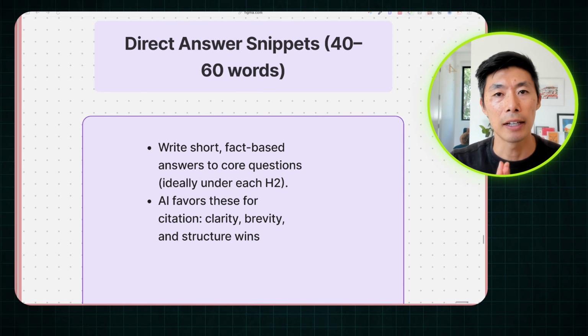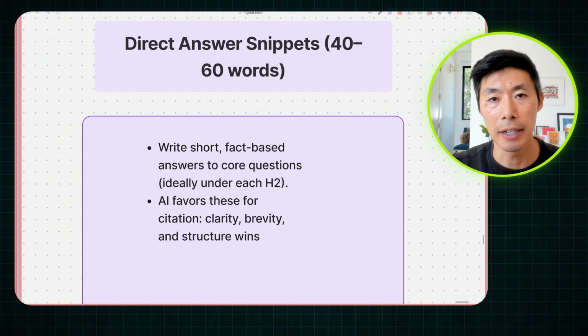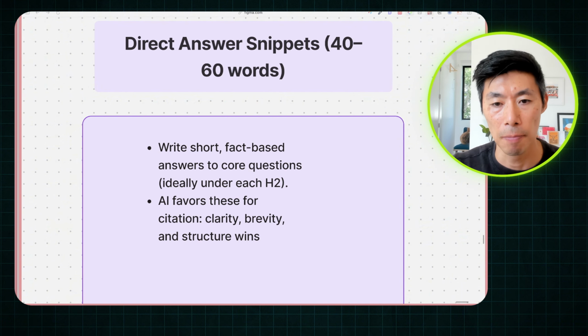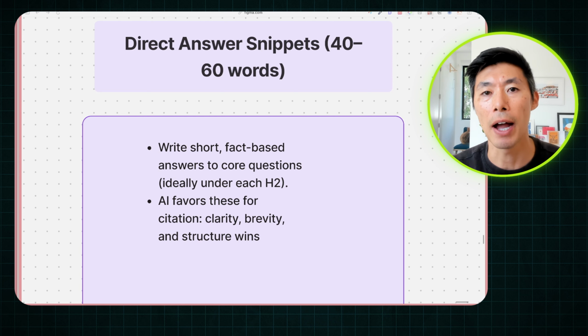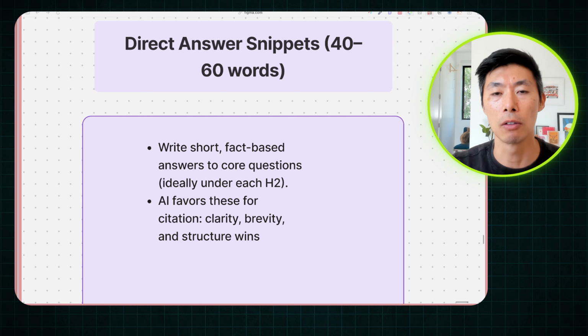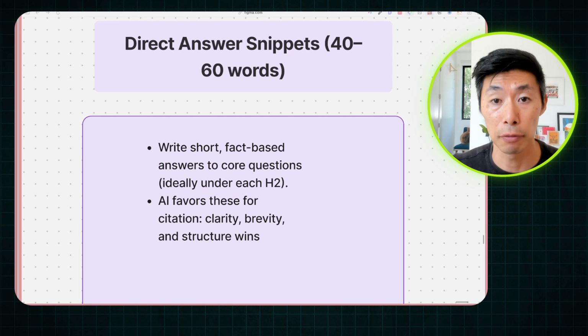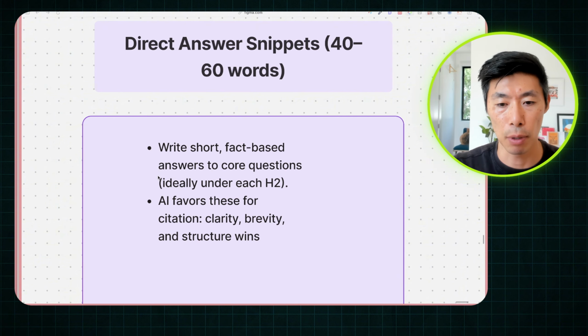Now the next LLM optimization is to add direct answer snippets in natural language. So when you're thinking about how you want to write, you don't want to write in long, verbose, fluffy language, but something that's succinct and direct, because that is what's most helpful to be pulled in by the LLM and improve your likelihood of being a cited source. So AI favors clarity, brevity, and structure.